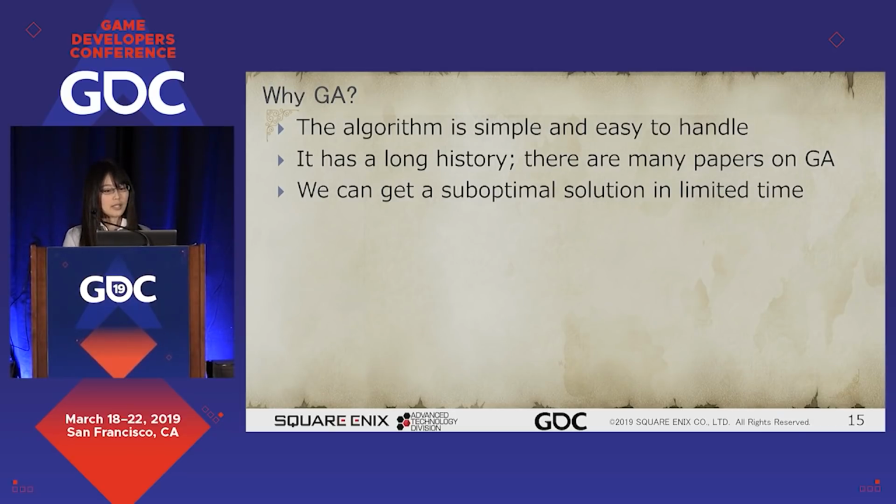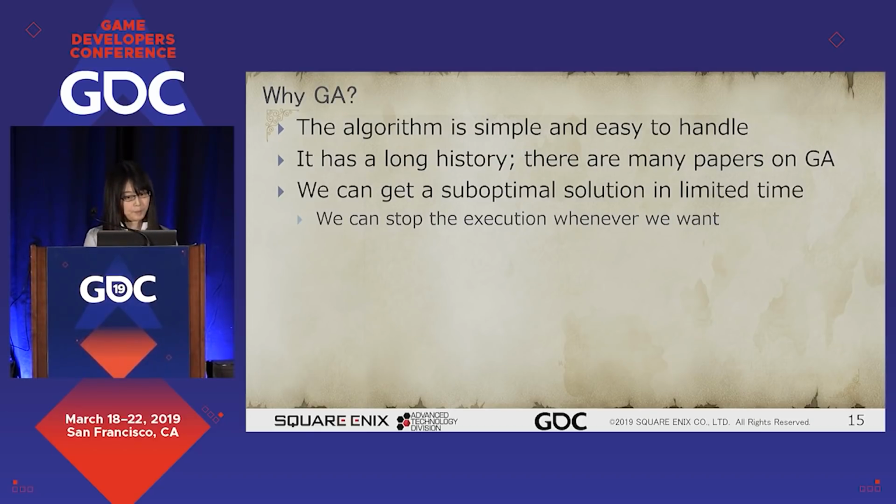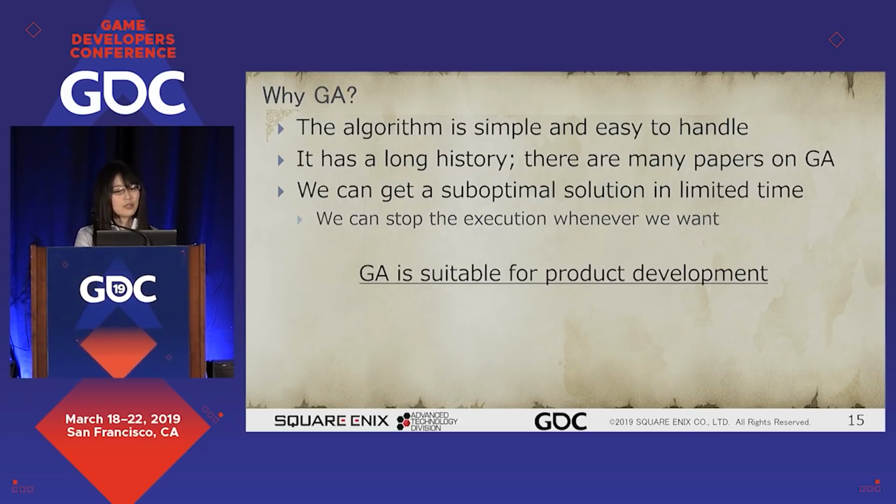Third, we can get a suboptimal solution in limited time. In game development, the schedules often change suddenly, right? So GA outputs the best solution available at the time. In conclusion, we use GA because it's suitable for product development.